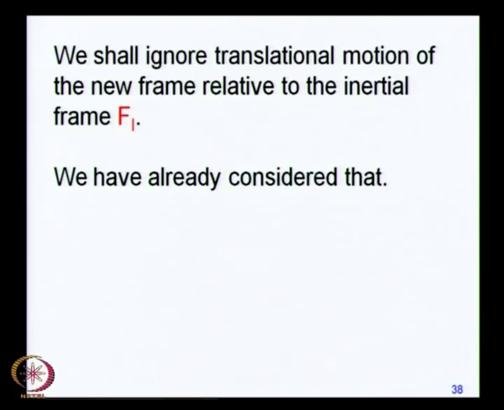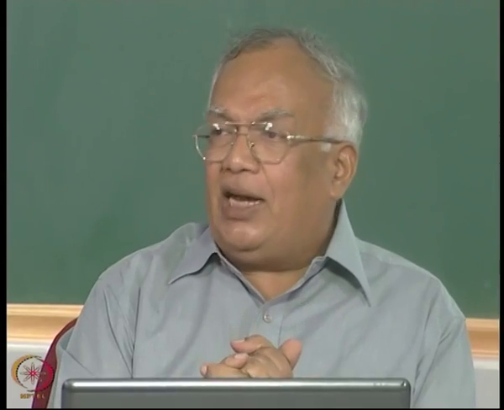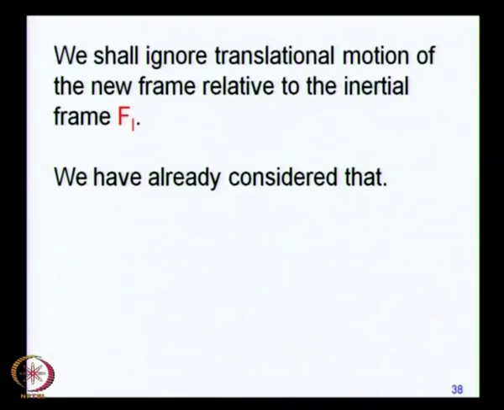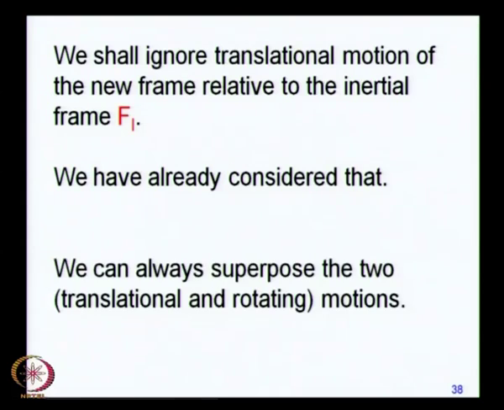So, what we will do is we will for the time being ignore any translational motion between the two frames, because we have already discussed that in our previous class. We can always superpose that and combine it with a rotational motion as well, but we will do one thing at a time, and then if necessary we can always superpose the two relative motions. So, for this discussion I will ignore any translational motion of this purple frame of reference with respect to the red frame of reference. There is no relative translation, the two origins remain coincident throughout the event that we are talking about.